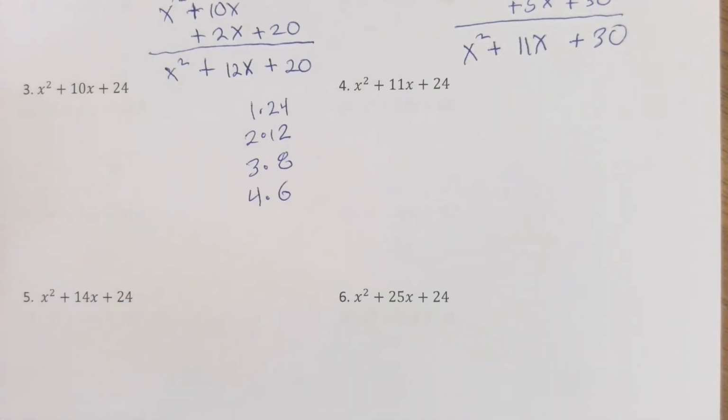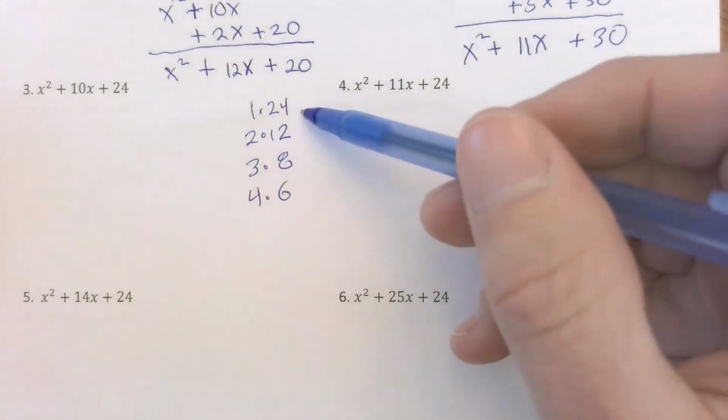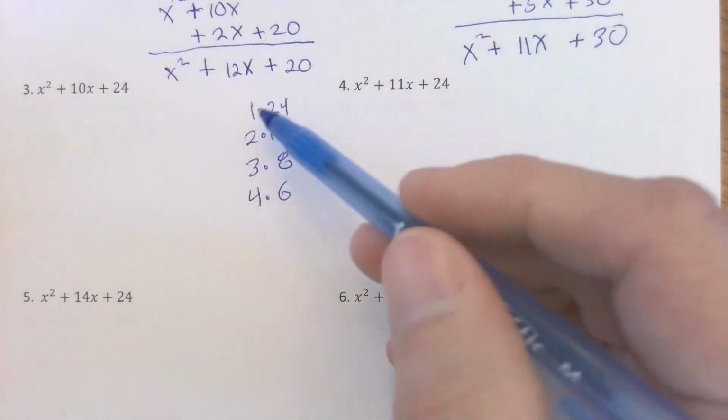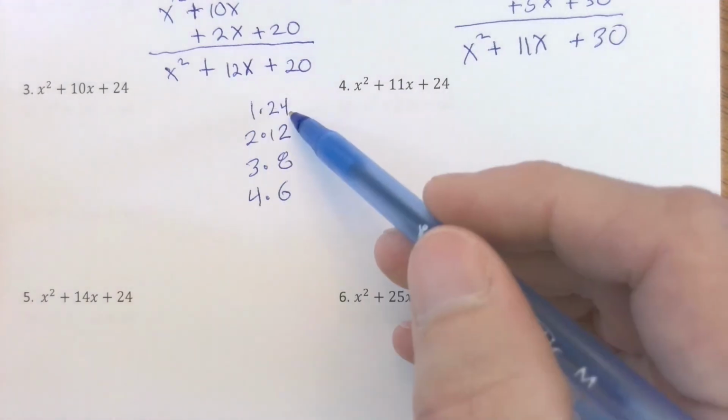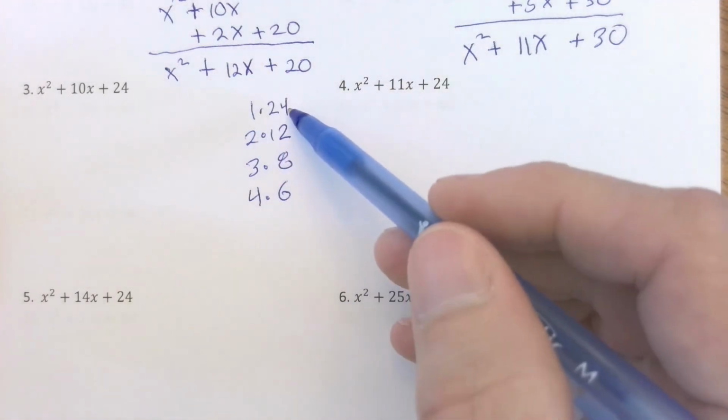Now this time, instead of writing down all the additions associated with these multiplications, I'm just going to do that in my head. Yes, 1 times 24 is 24, but what is 1 plus 24? That's 25.